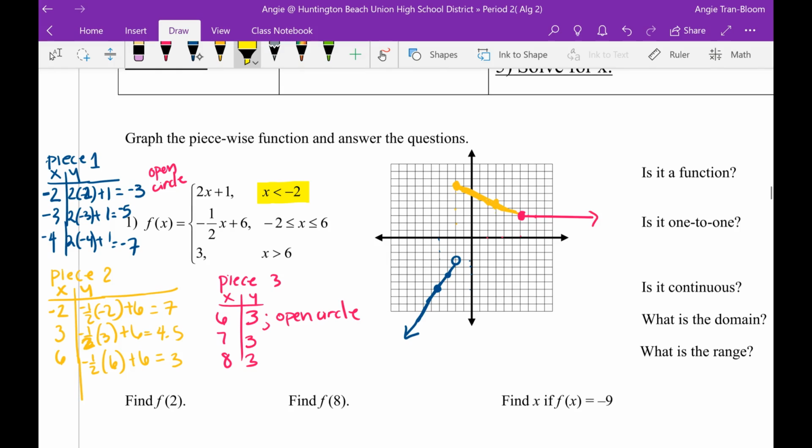Same thing for the third piece. What value should we pick on the third piece? Starting at 6, but know that it has to be an open circle. Right. And because we want a straight line, guess what we do? We take 2 more points. But what's the difference in this piece, Brandon, and the first two pieces? Right, because there's no X here to plug in. Because Y is always at 3.